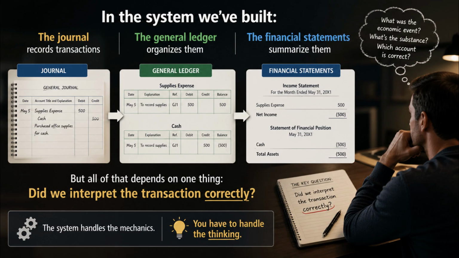In the system we've built, the journal records transactions. The journal or the general ledger organizes them by their account balances, and the financial statements summarize them. But all of that depends on one thing. Did we interpret the transaction correctly?